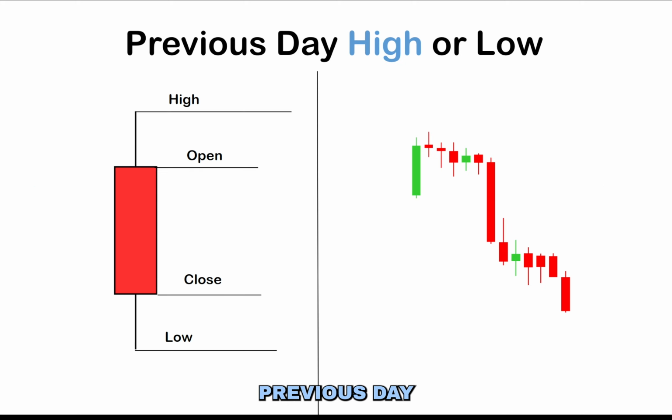First, we have our previous day high or our previous day low. When we look at this candlestick right here, this candlestick is not the full picture. This is just a daily candlestick. This previous daily candlestick was a red candlestick. So what do we have right here? We have the high, the open, the close, and the low.